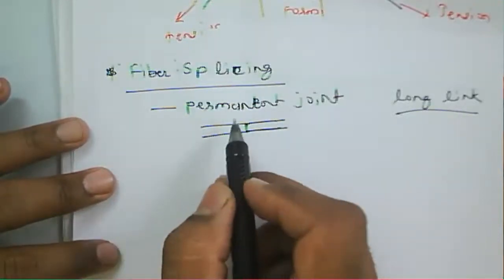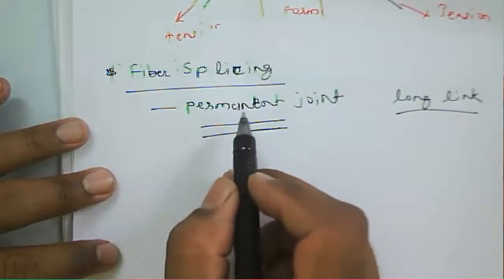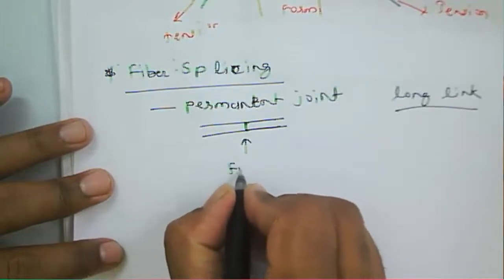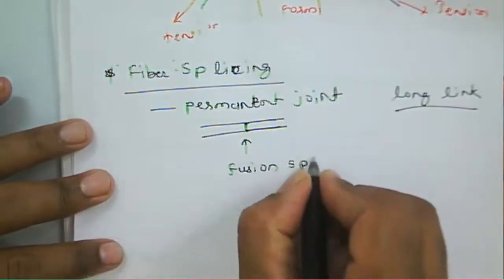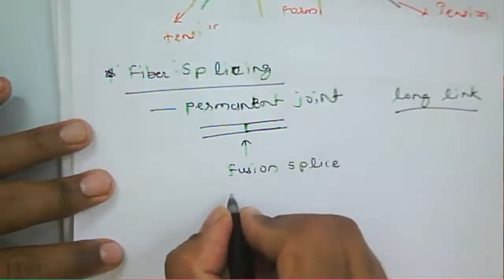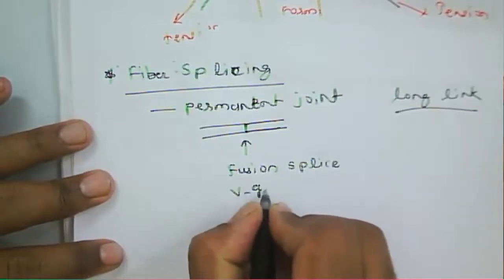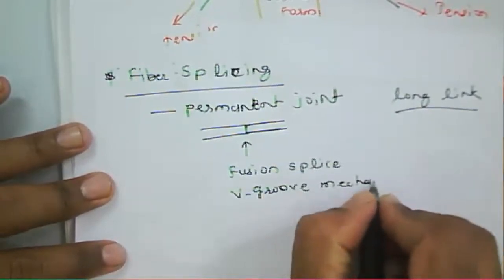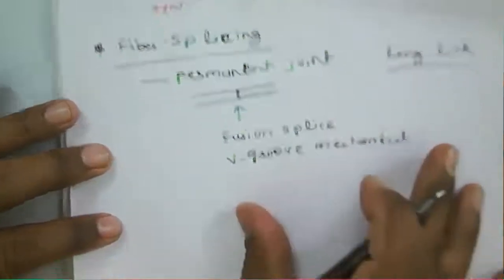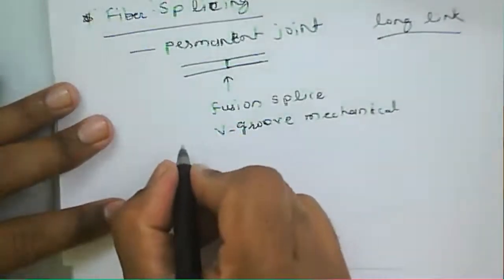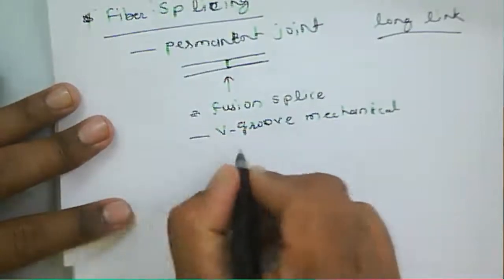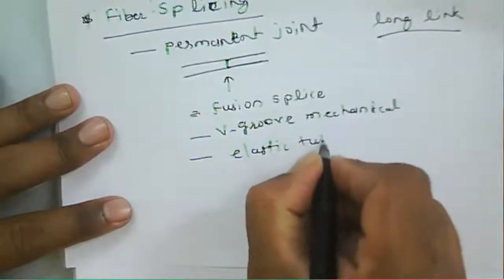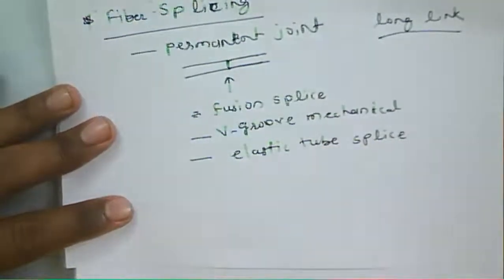And then, how to make this permanent joint? That permanent joint can be made using the fusing technique, or we can say a fusion splice, or we can use a V-groove splice, a mechanical splice, or an elastic tube splice. This way we can connect.